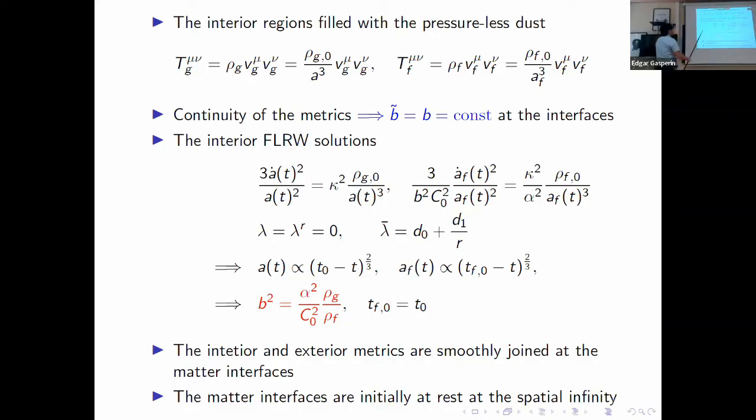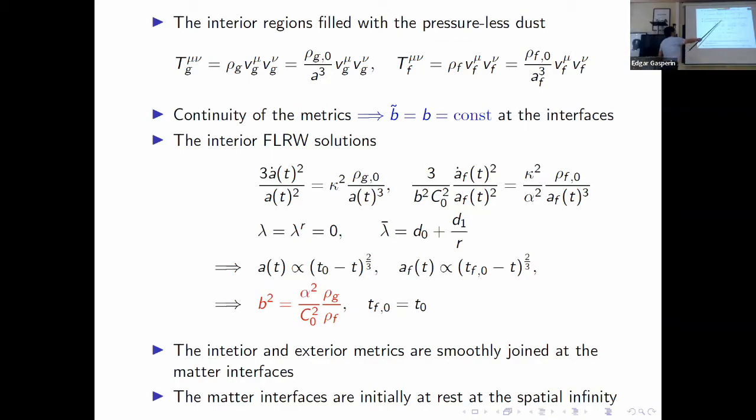Now we are going to take the ratio between these two. Since B equals constant, by taking this ratio, B is indeed some time-dependent function. But the parameter B can still be determined by the ratio of the matter energy density in the two sectors. So parameter B can still take some arbitrary value. As I mentioned, the interior is matched smoothly at the matter surface, namely the first derivative of the metric is continuous across the matter interface.